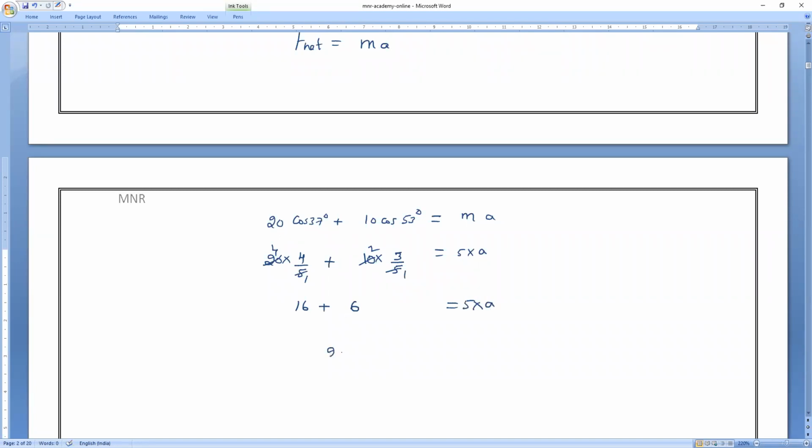So 16 plus 6 is equal to how much? 22 is equal to 5A. So A is equal to what is the answer? 22 by 5 meter per second square. That is what you have to remember.